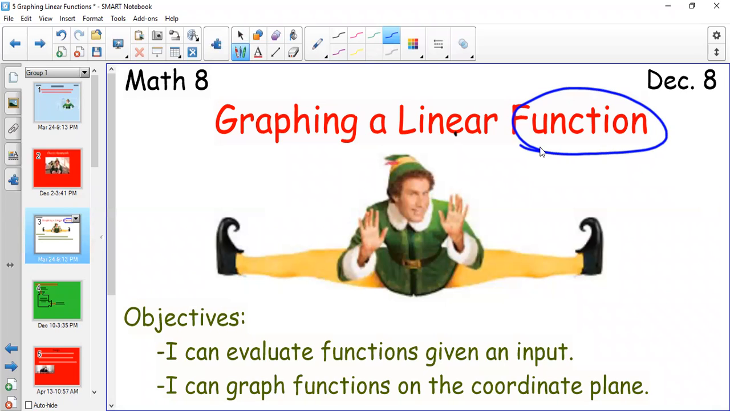Okay, so there's all different kinds of functions. Today we're going to talk about linear functions. And so if you think of the word linear, it means it forms a line. So today we're going to be graphing lines. If you don't get a line in today's lesson, you probably made a mistake. So keep that in mind today.